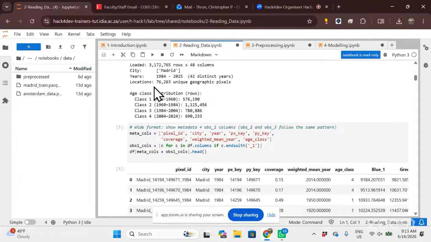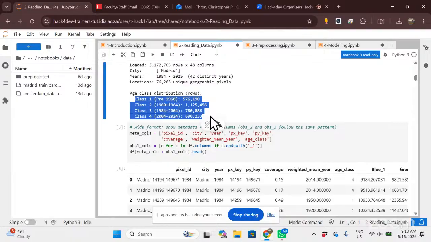All right. Oh, here, sorry, this is what it says. 76,263 unique data pixels. So really, that's the amount of data that we have. Right. You can see the age class distribution. Does anybody have any comments on these numbers? People who have experience in data analytics may notice something about this. Yes.